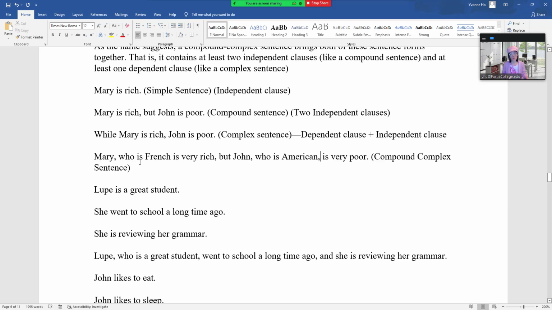Mary, who is French, is very rich, but John, who is American, is very poor. So this is a compound complex sentence because I added two dependent clauses into my compound sentence. Originally it was Mary is rich, but John is poor, and then I added who is French and who is American, and that turned it into a compound complex sentence.